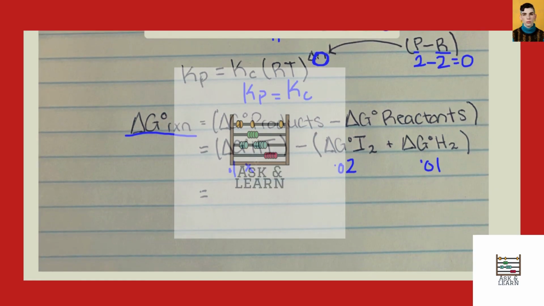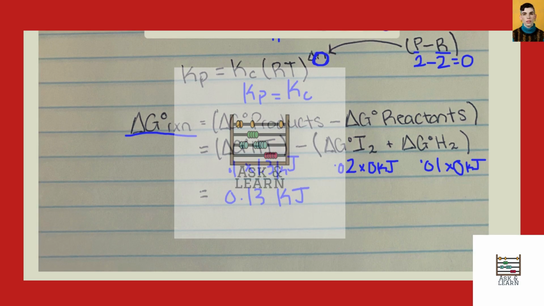So you should be able to find these values in your appendix, but I'll put them here. So this is 1.3 kilojoules, and then times 0 kilojoules, times 0 kilojoules. So the answer should come out to be 0.13 kilojoules for the delta G of reaction.